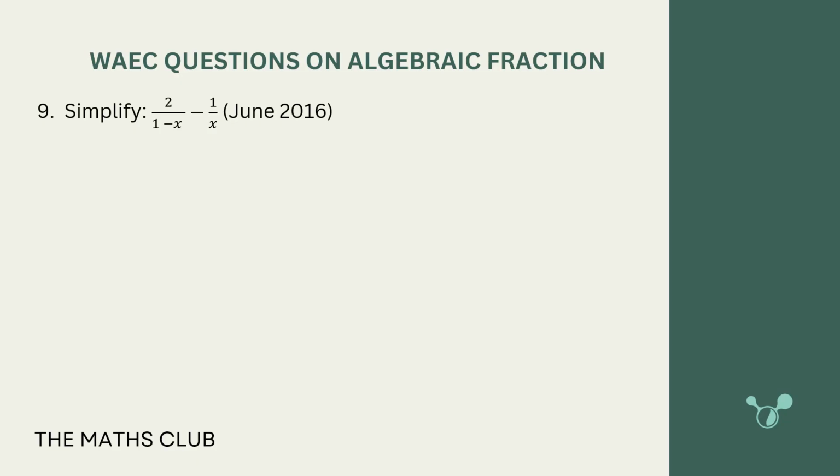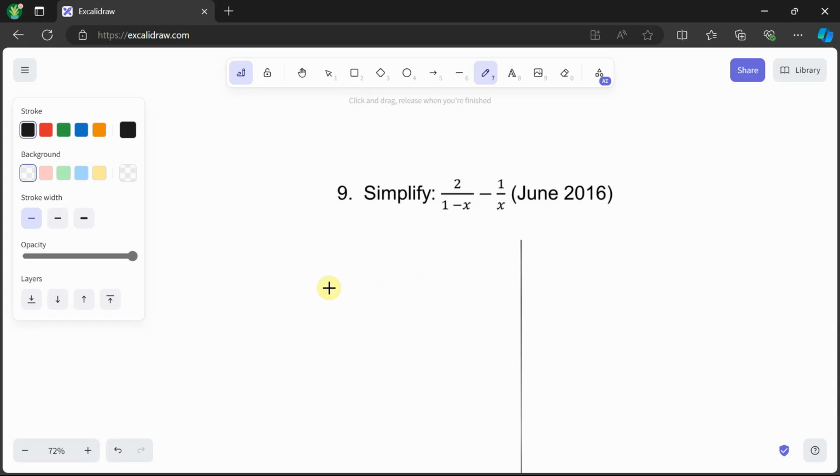Question 9 says that we should simplify 2 over 1 minus x, minus 1 over x. As always, you should pause the video and try it out yourself. And this is taken from June 2016. So the LCM here would definitely be x open brackets 1 minus x. This divided by this will give me x times 2. That will give me 2x minus 1 open bracket. This divided by this will give me 1 minus x times 1. That will give me 1 minus x.